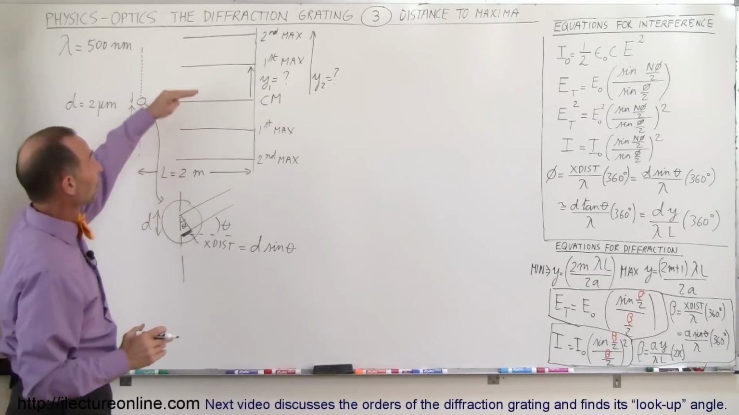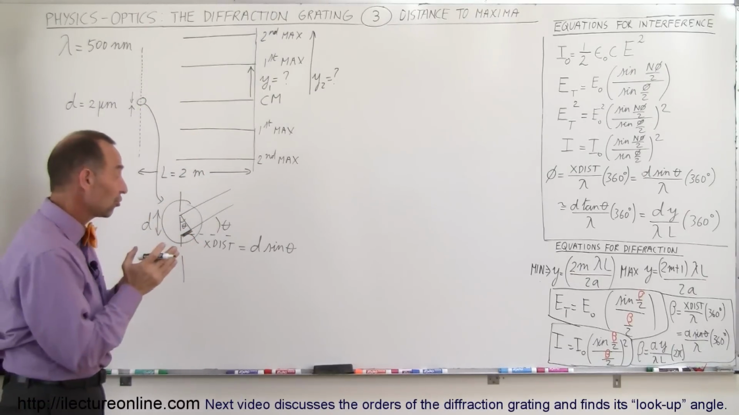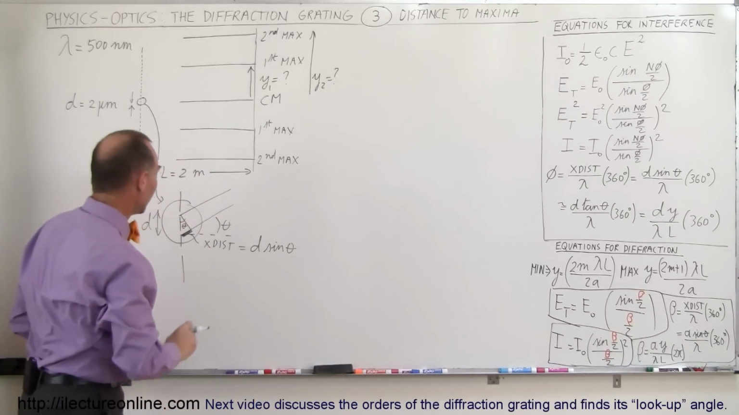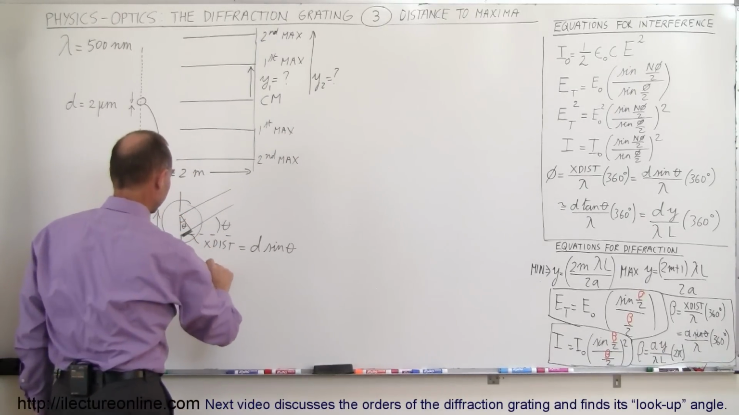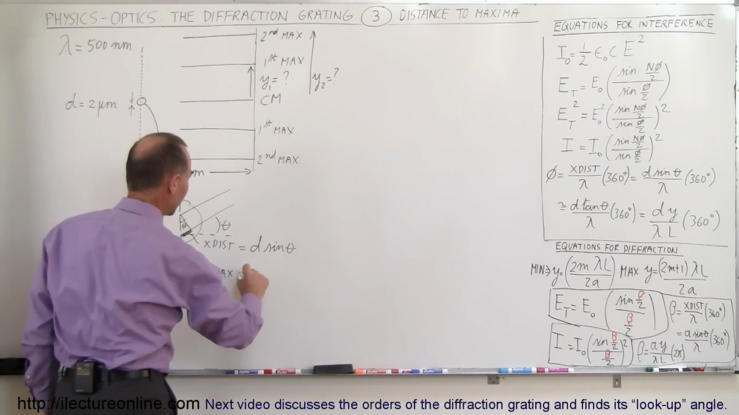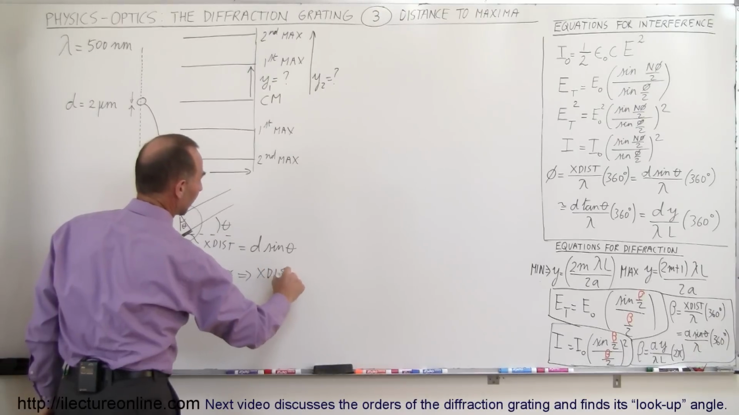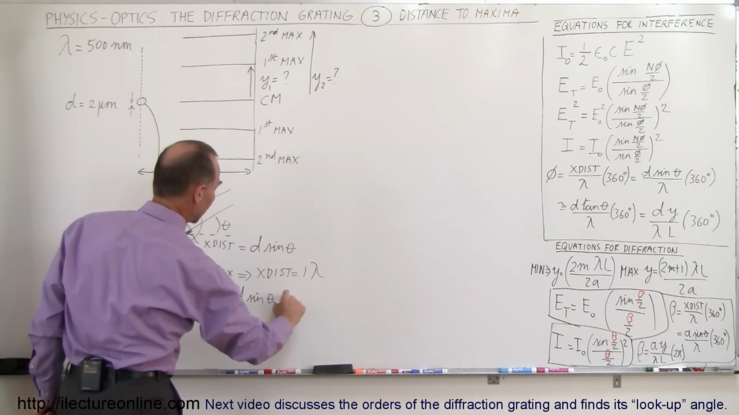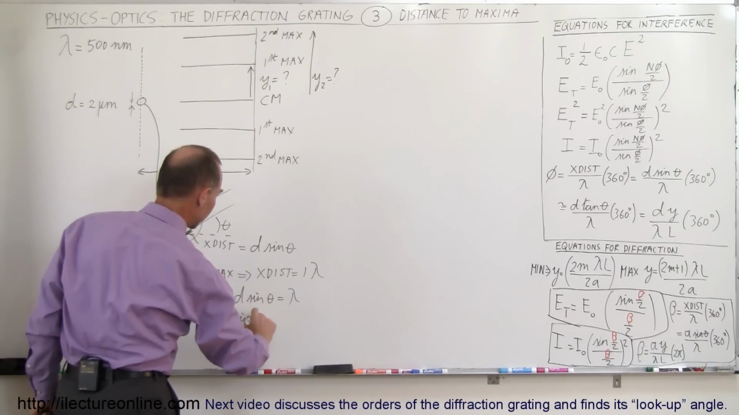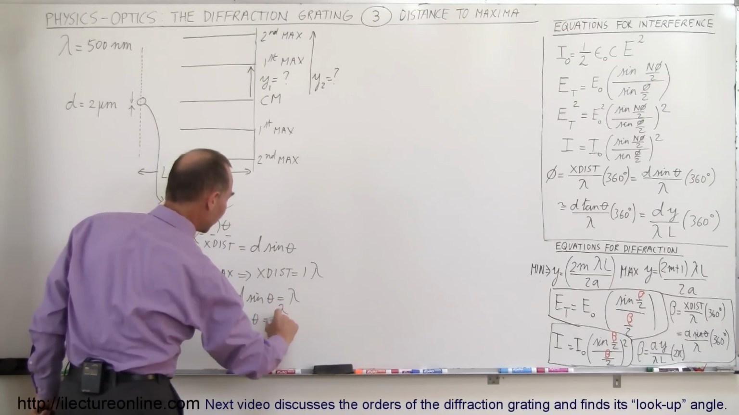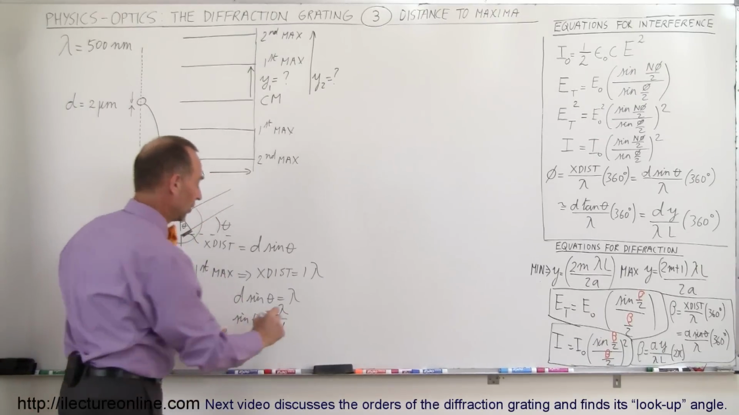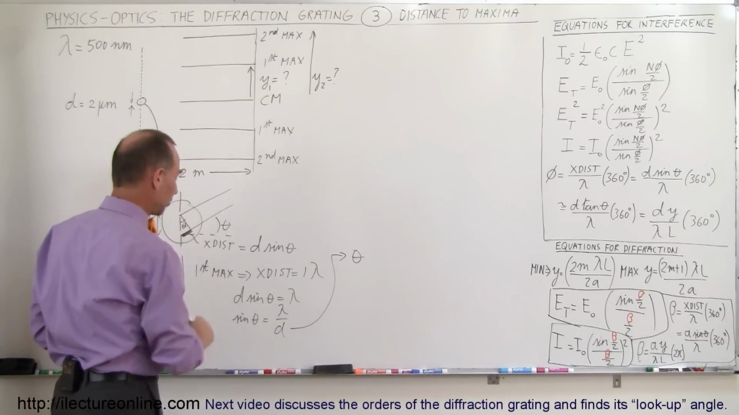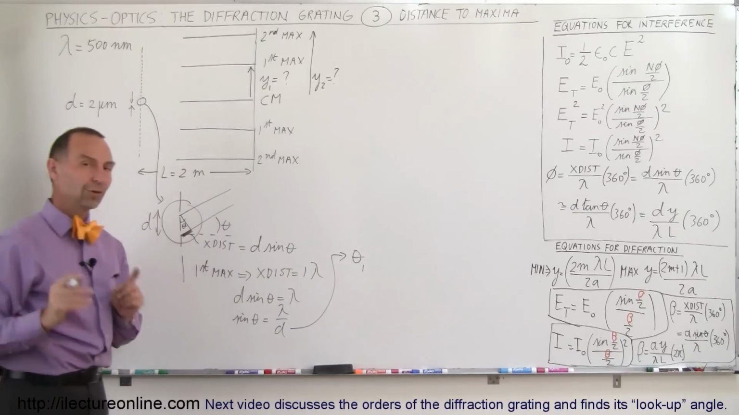Now, when do you have your first maximum? That's of course when the extra distance traveled equals a whole wavelength. So, for the first maximum, the requirement is that the extra distance traveled equals 1 lambda. So we take d sine theta equals lambda, or sine theta equals lambda divided by d. So in this case, we can find theta, and of course this is for the first maximum, let's call it theta sub 1, because it's for the first maximum.